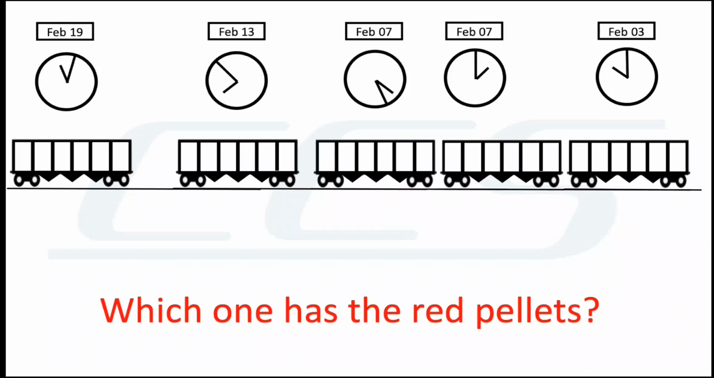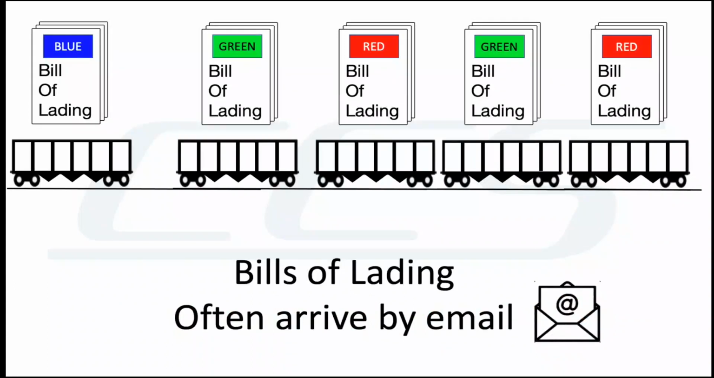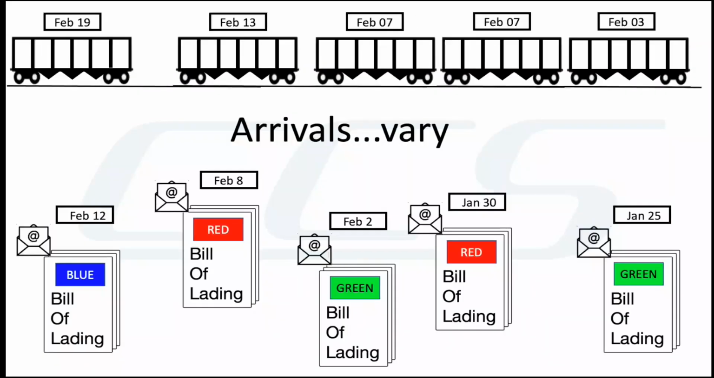Well, how do we know what's in a rail car? Every rail car has associated with it a bill of lading, and that bill of lading has information about the product. It has information about the customer, where it came from, things like that. But it also has the vehicle identification number of the rail car. So for every rail car, there is a bill of lading.